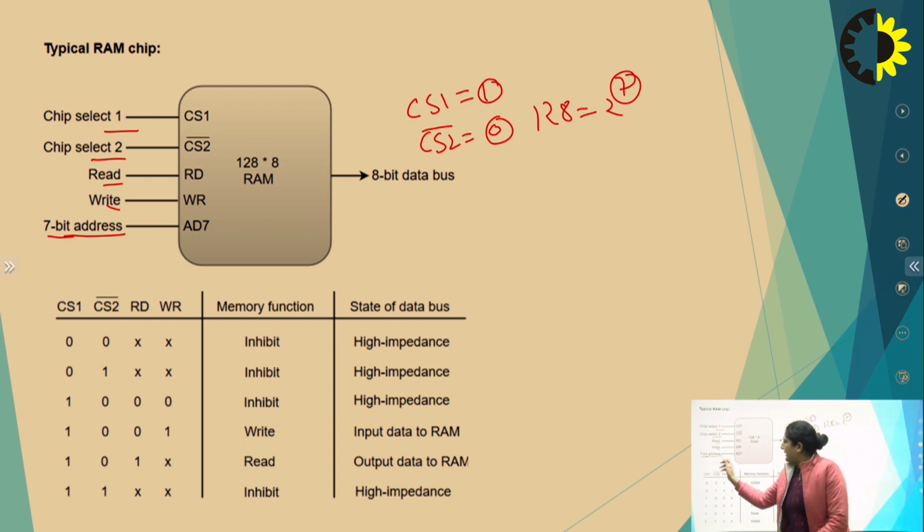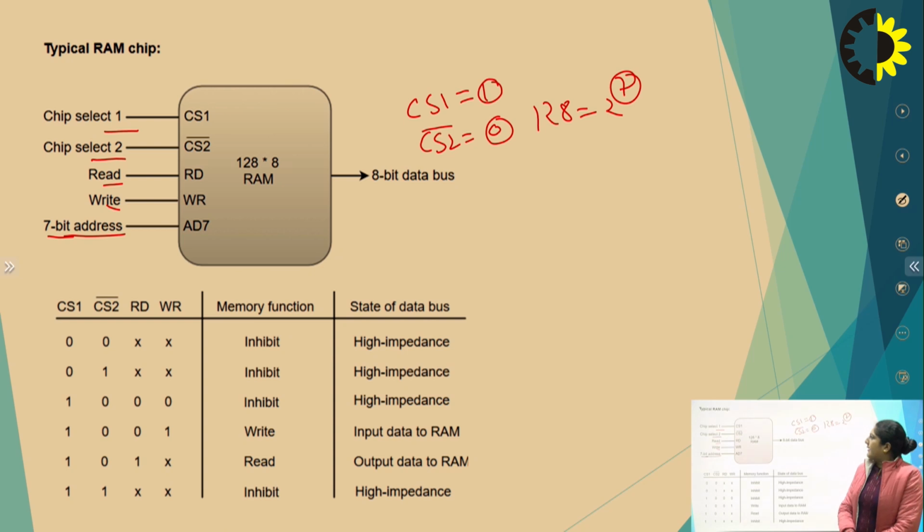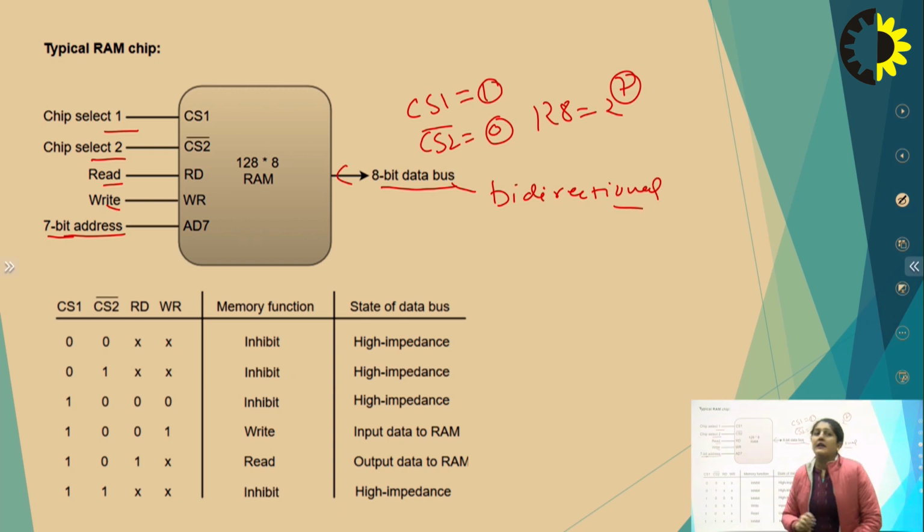And we have one 7-bit address, as we have seen. And we are seeing here an 8-bit data bus. What is the 8-bit data bus? For read and write operation, we have one 8-bit data bus. What is the nature of this? It is bidirectional. Why is it bidirectional? Because we have two control inputs. We have read and we also have write operations. So that's why the 8-bit data bus is bidirectional in nature.